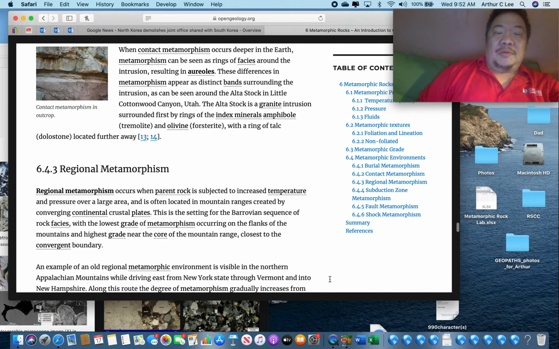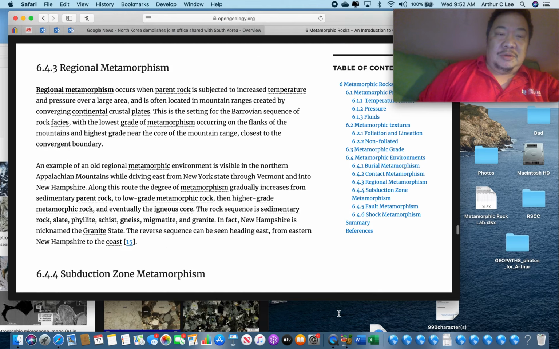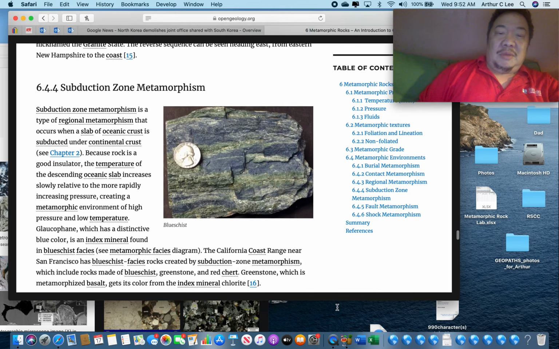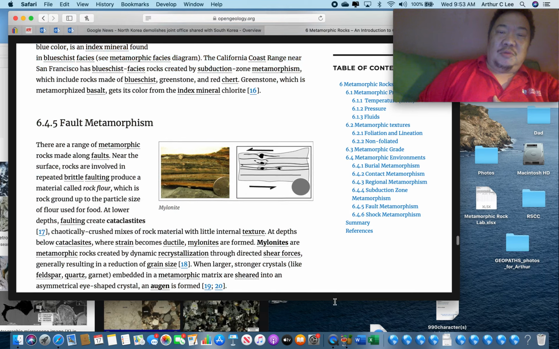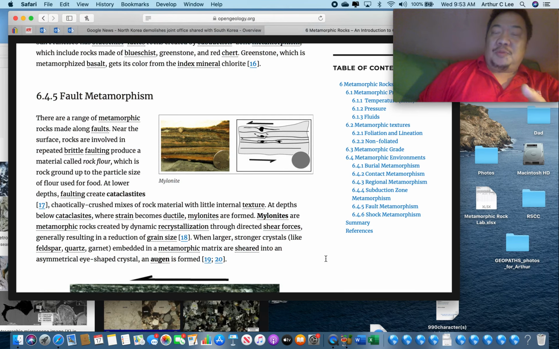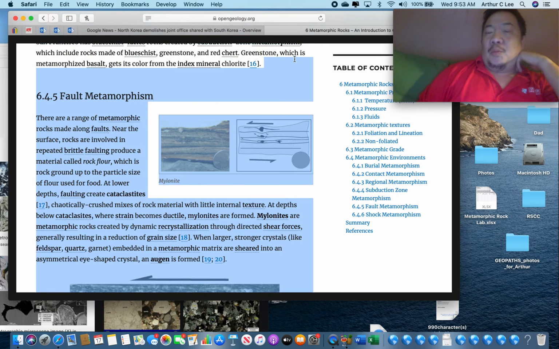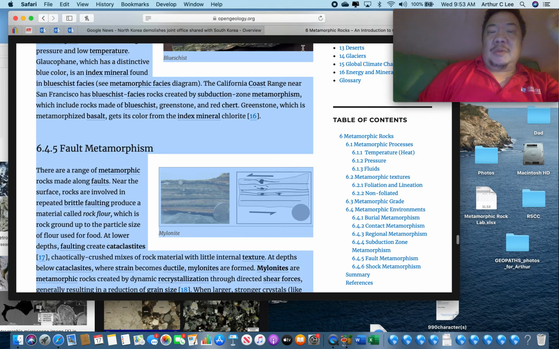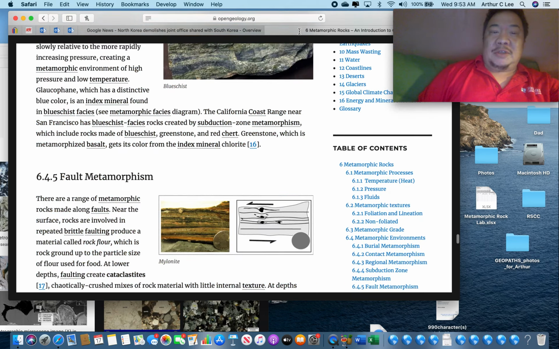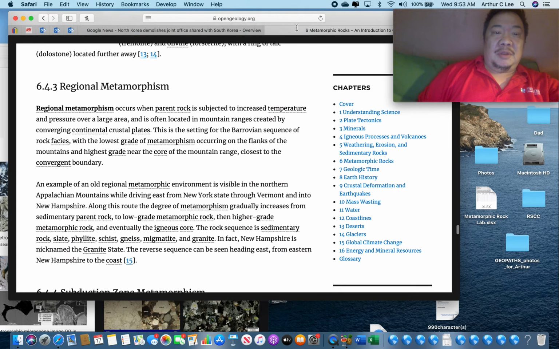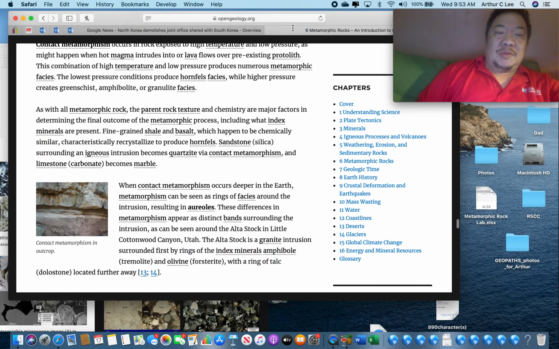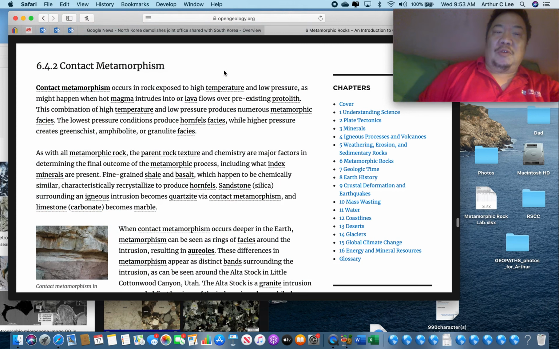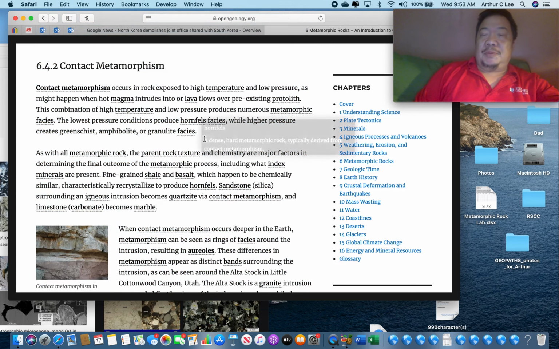Regional metamorphism involves pressure and temperature. Subduction is also regional. Fault metamorphism involves pressure. All of those types of metamorphism can produce foliation, because foliation requires an increase in pressure within the earth. The only type of metamorphism that we've talked about that does not produce foliation is contact metamorphism, because pressure is not involved, just temperature is involved.